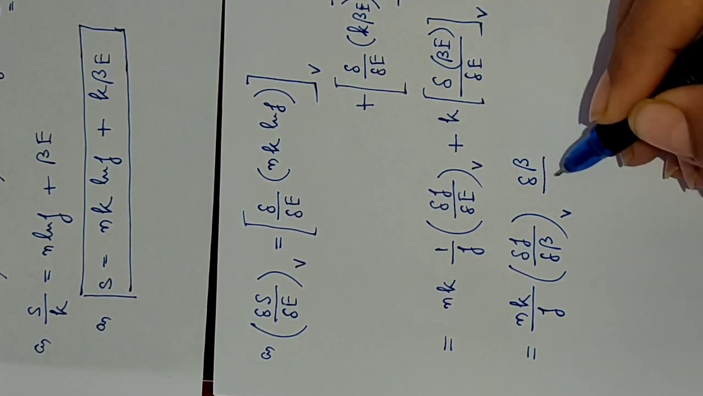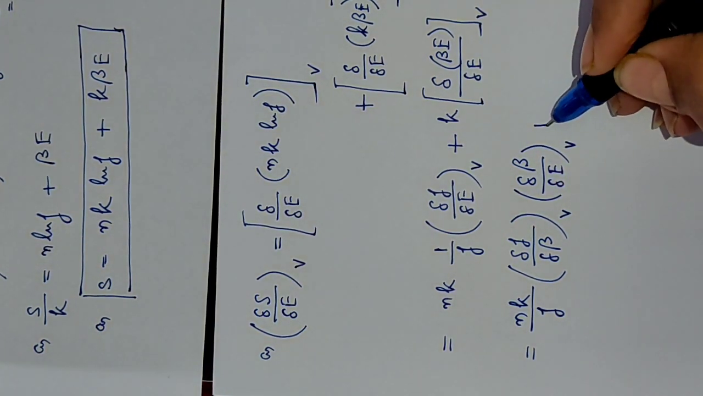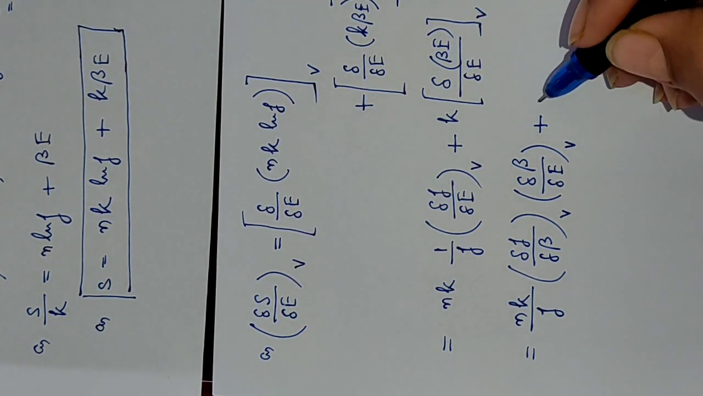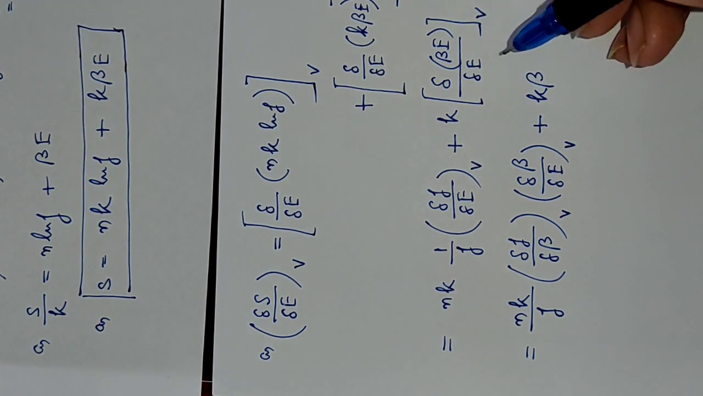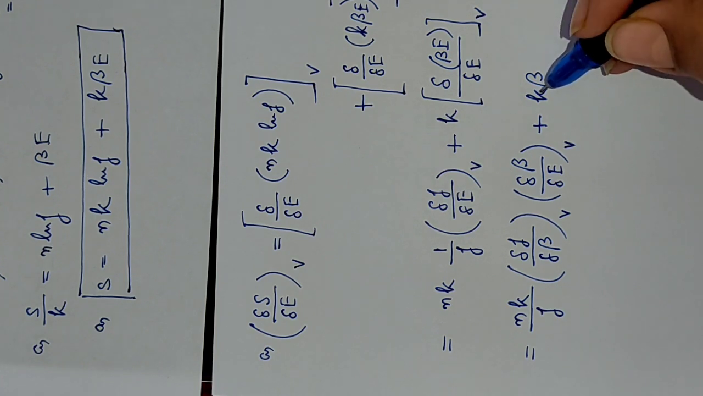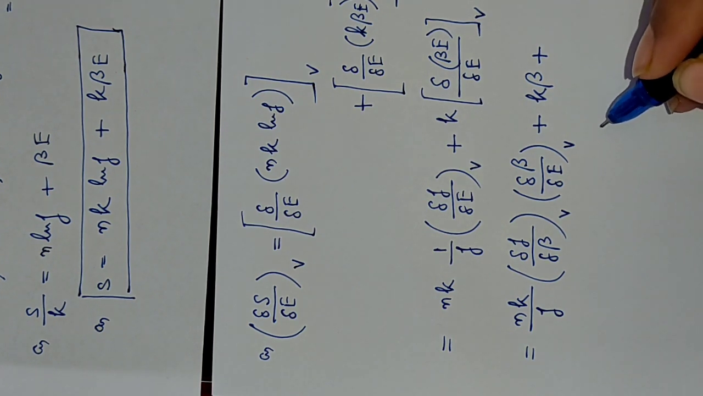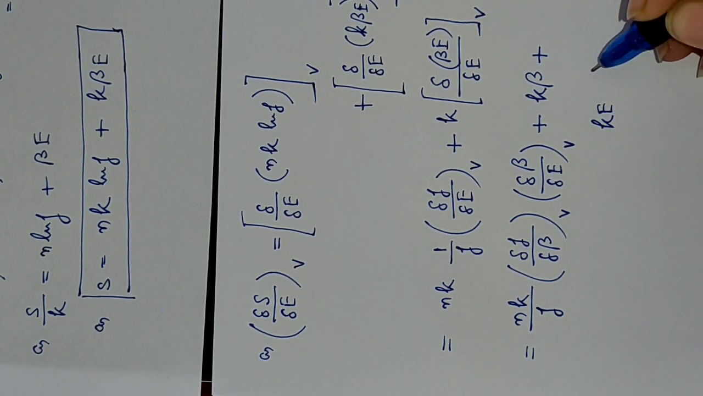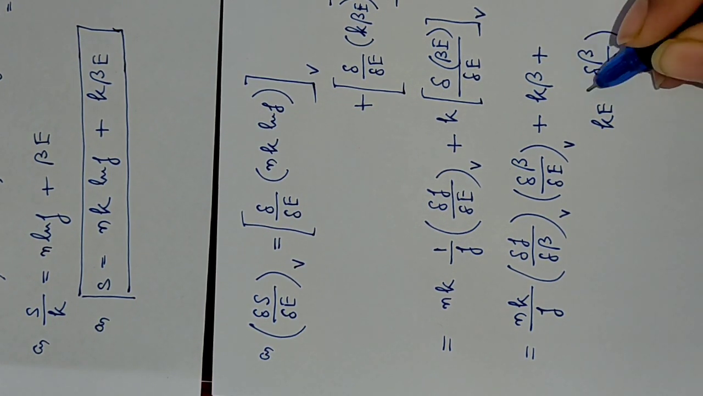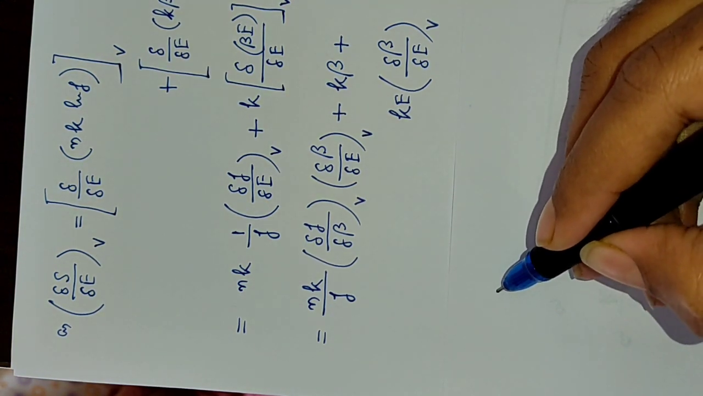So we have to write here del beta del E. Now here beta will come out, it will be the first part of the derivation, so it will be k beta, and then del E of E, that will be 1, so it will be k beta only. And the second term, here E will come out and we will have del E of beta. Now we will find the value of del f del beta.